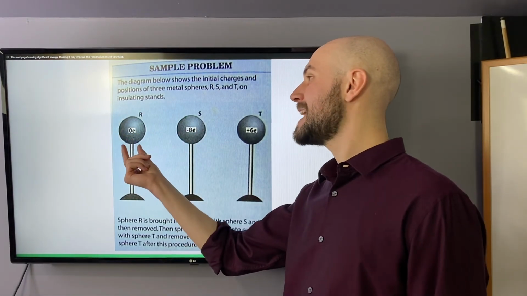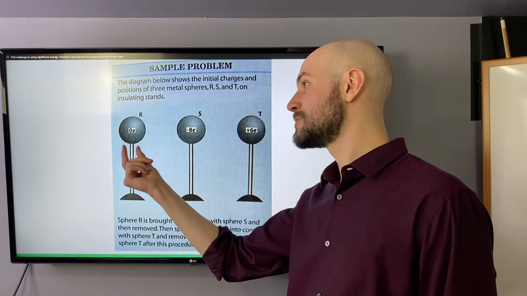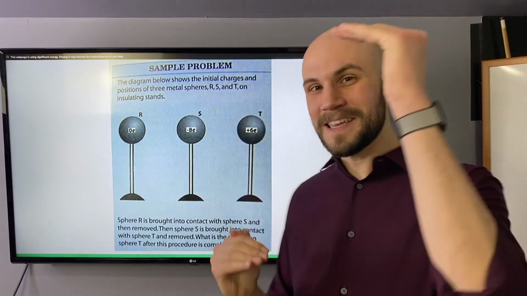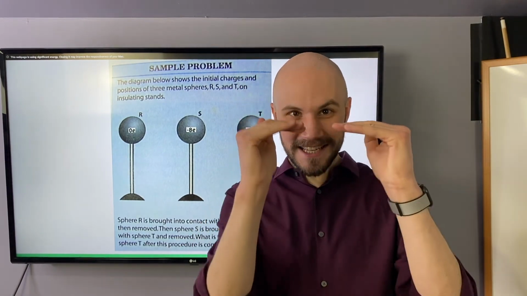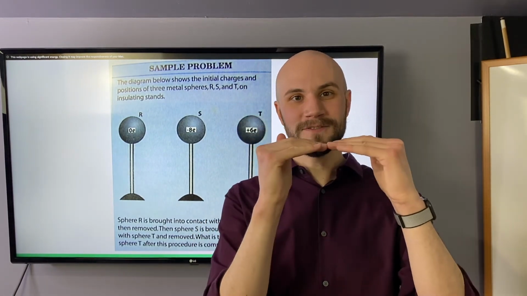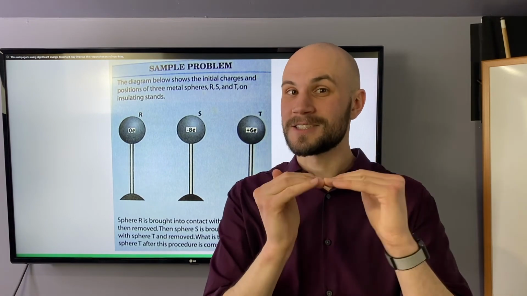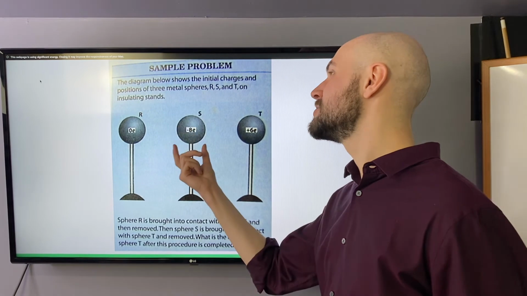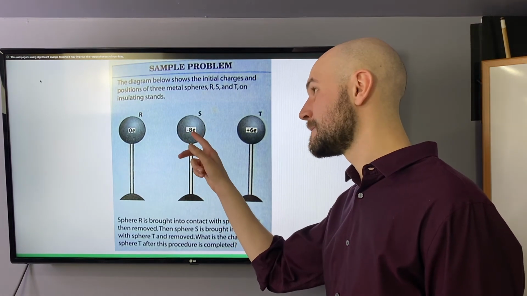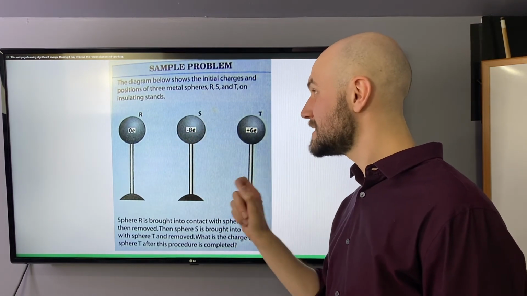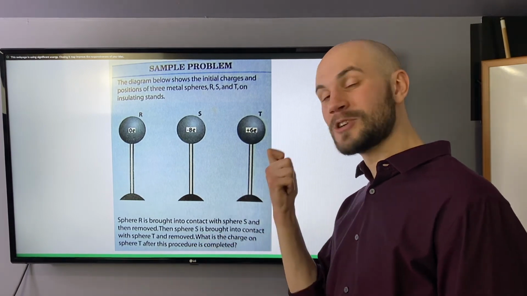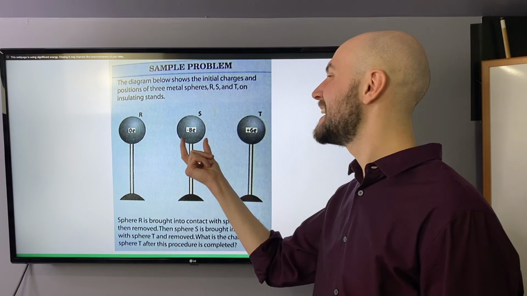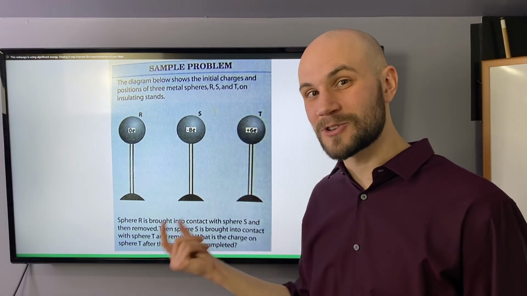Sphere R initially has 0 elementary charges. Does that mean it has no charge on it whatsoever? No. It just means that if we add up all the positives and negatives, there's a total balance of charge. There's no net charge on that sphere. This one has a net charge of negative 8e. Remember, lowercase e is the elementary charge. It's another way to measure how much charge is here. Because it's negative 8e, it has literally 8 extra electrons on that sphere.